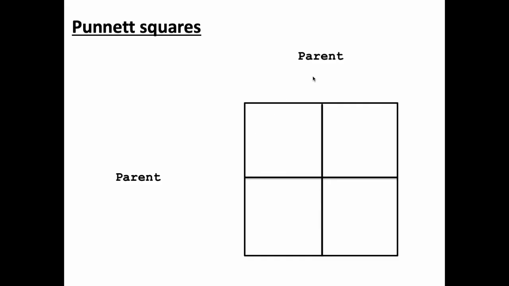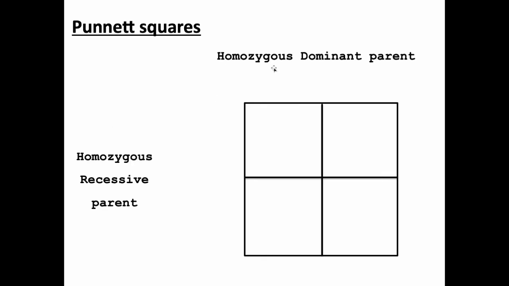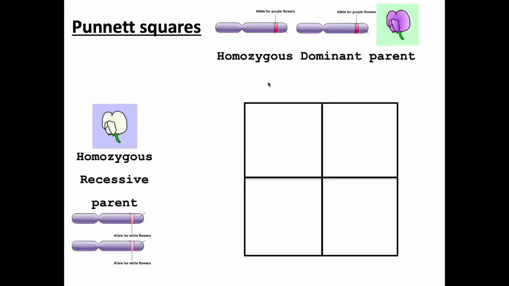So we could do whatever parents we want. As an example here, let's say one of the parents is homozygous dominant, and let's say the other parent is homozygous recessive. Let's put some visuals in here just to remind us what these things mean. Homozygous dominant means two of the purple allele, and homozygous recessive means two of that white allele. Okay, so how are we going to fill this out? Well, let's use our shorthand.